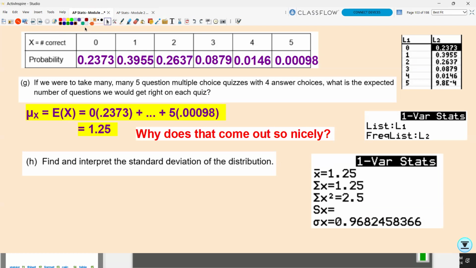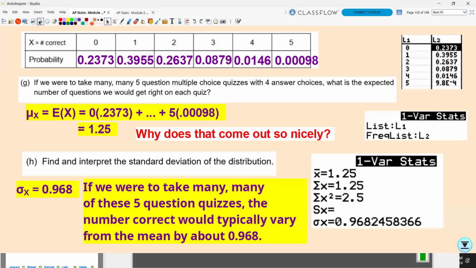Part H, find and interpret the standard deviation. We're not going to do work on that. We'll look at that as 0.968. So after many, many trials of these 5-question quizzes, we'd expect to be about 0.968 off from the mean typically.